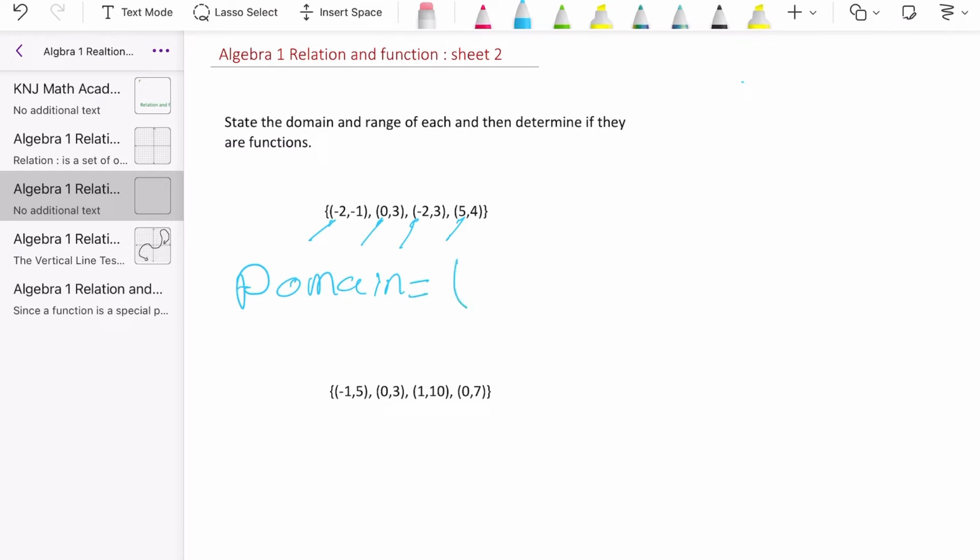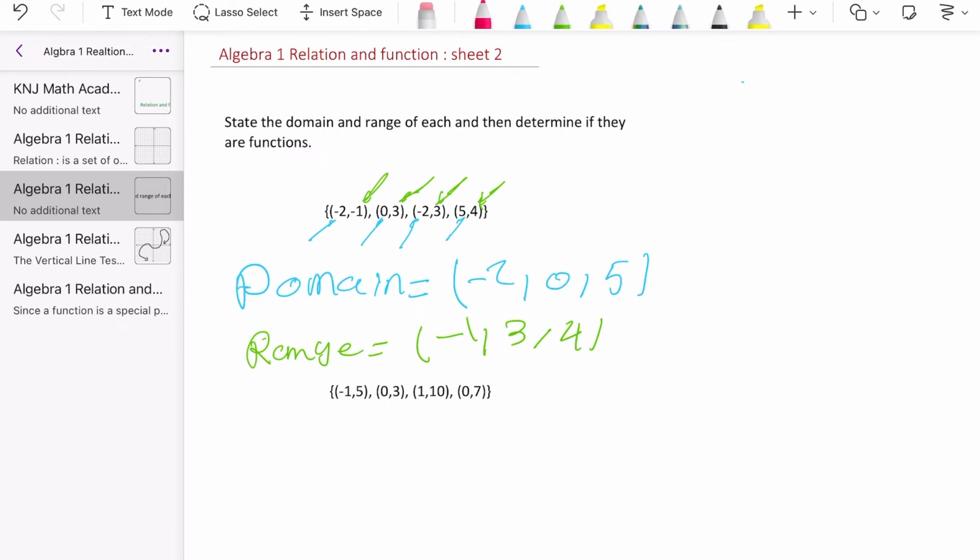So my domain is minus 2, 0, minus 2, and 5. So minus 2, 0, and 5. The range is the y coordinates. So minus 1, minus 3, plus 3, and plus 4. So my range will be minus 1, 3, 3, and 4. So minus 1, 3, and 4.